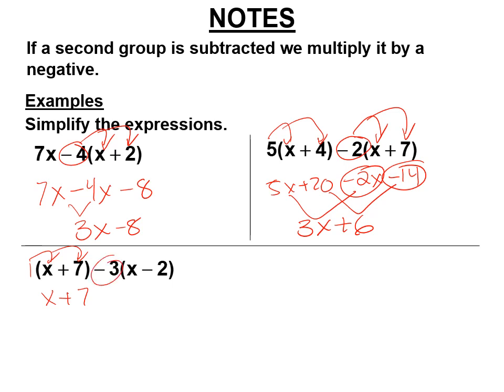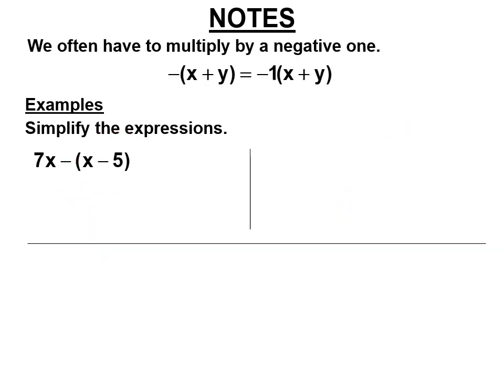But this one is multiplied by negative 3. So negative 3x, and negative 3 times negative 2 is positive 6. Be careful. X minus 3x, that's 1x minus 3x. That's negative 2x. 1 minus 3 is negative 2. Positive 7 plus 6 is 13. It is negative 2x plus 13.